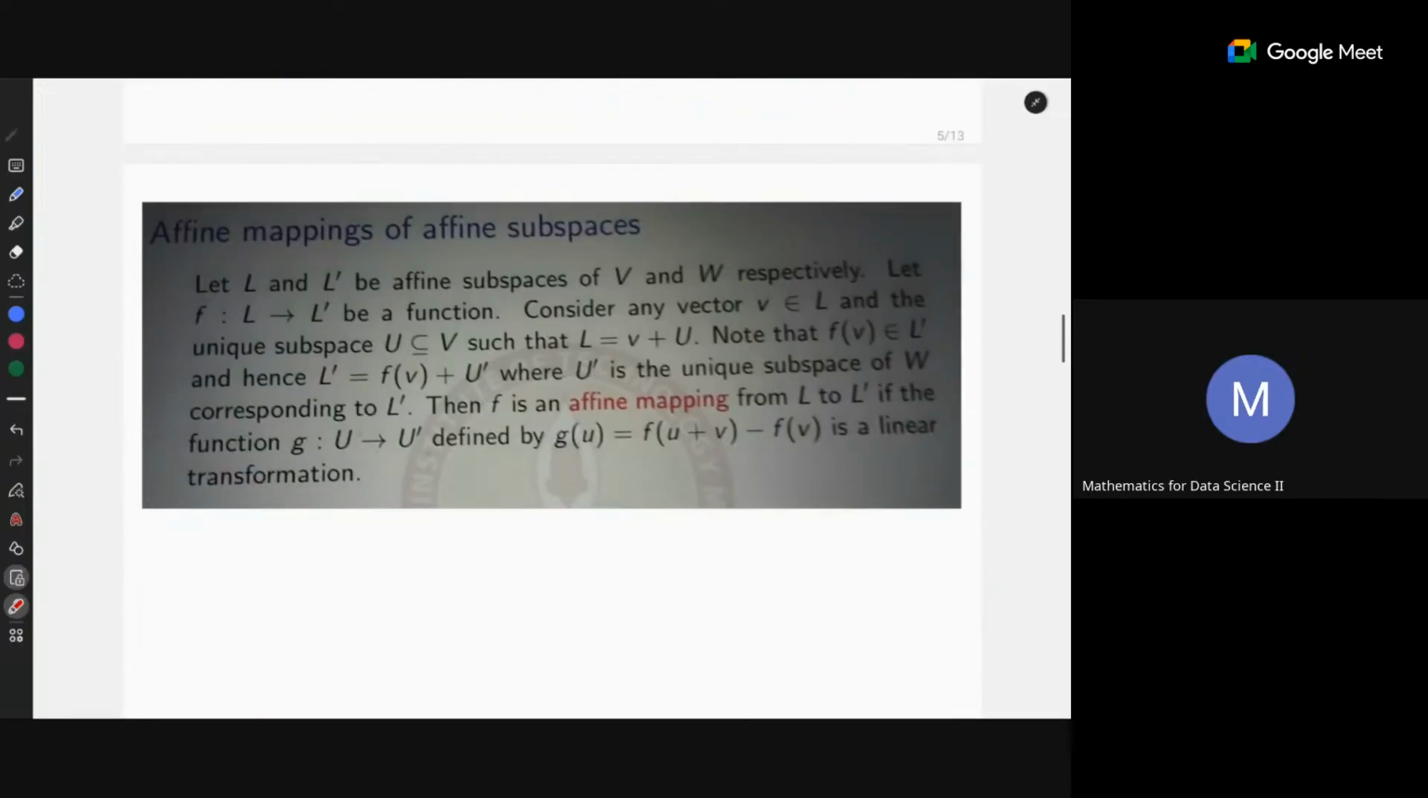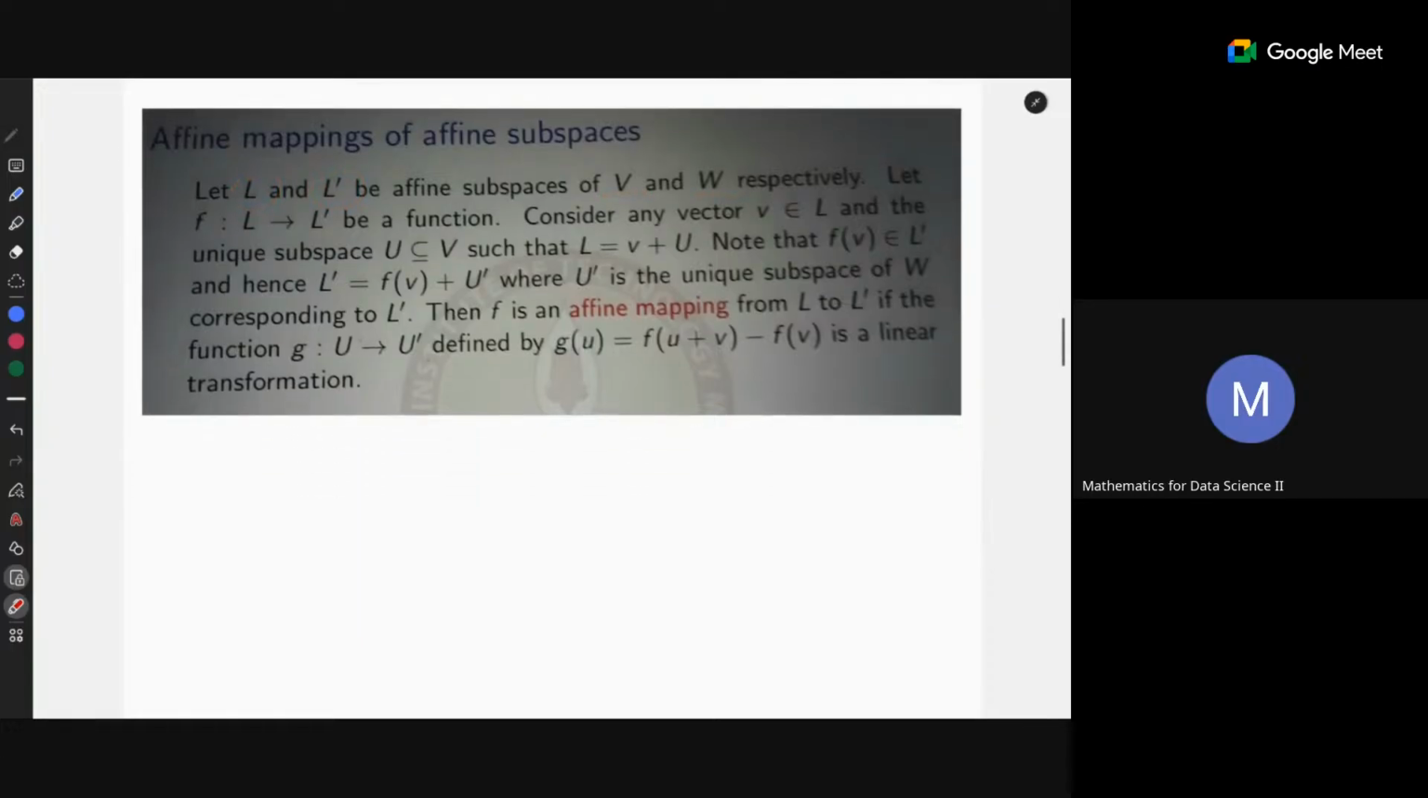So that is the same thing I am writing in the definition itself. You have two affine subspaces L and L prime of V and W. In my example, I had R3 and R2, and I had a map, which is T. In this case, the map is given by F. I have the same map. Now R3 and R2 both are affine subspaces. Why?